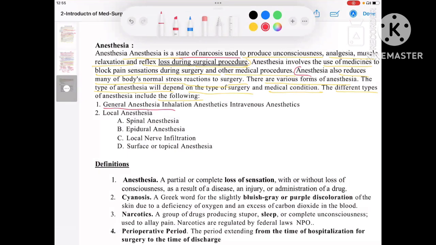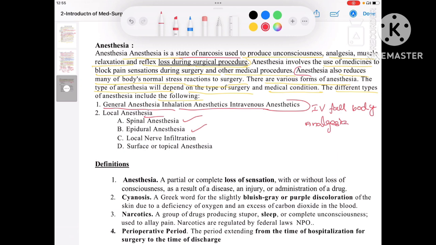Normally the main one is general anesthesia, by inhalation or an anesthetic given intravenously, IV. General means full body anesthetic, analgesic, with no movement. Then local anesthesia will be spinal. Spinal means it is given in the lumbar region, so the lower body will be anesthetized.